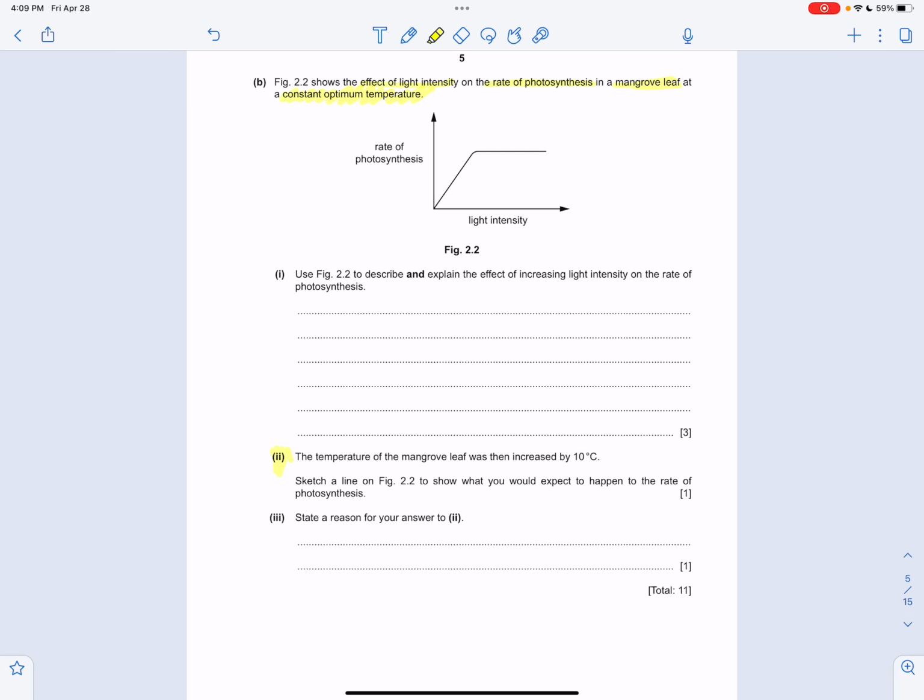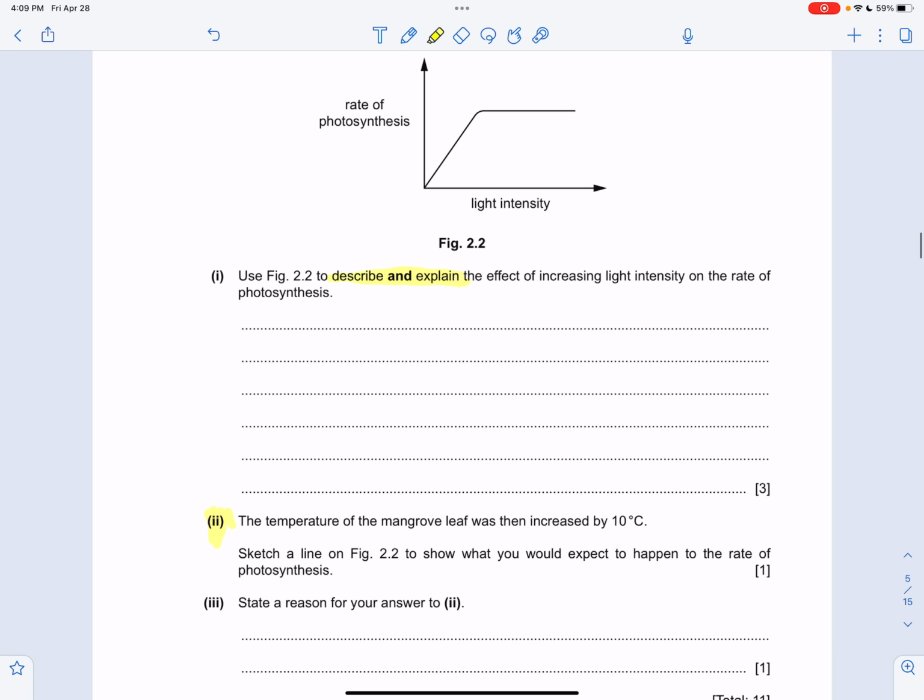So it says describe and explain. So what do you see, and then give reasons for why you're seeing that. The effect of increasing light energy on the rate or the speed of photosynthesis. So what happens and why is that happening? This first part here, we see that light energy is increasing along the x-axis, and as light energy increases, so is the rate of photosynthesis, and that's because light is a limiting factor.